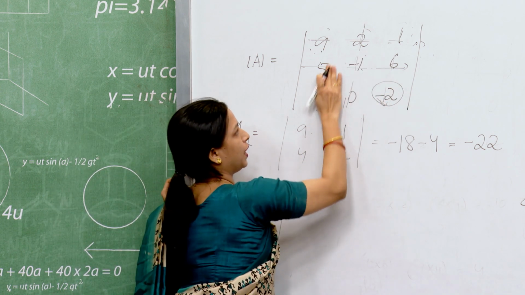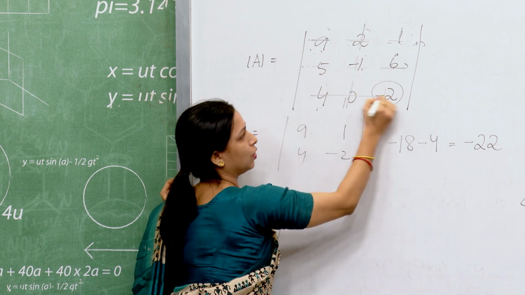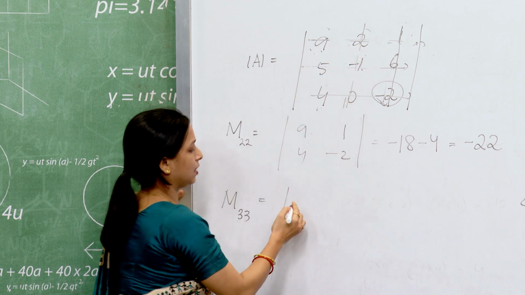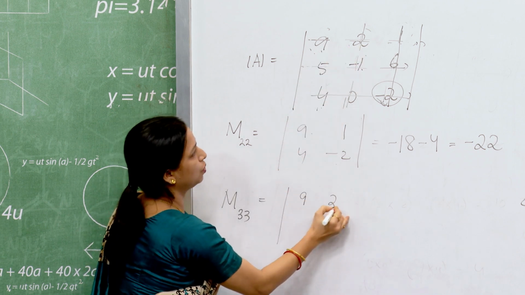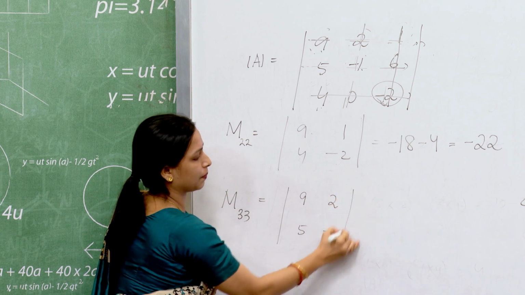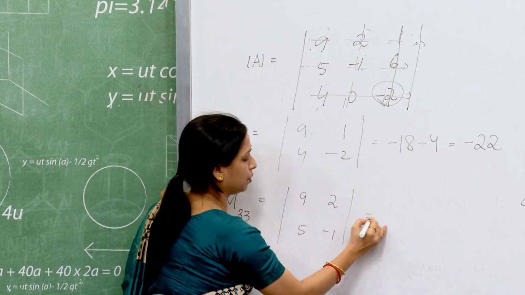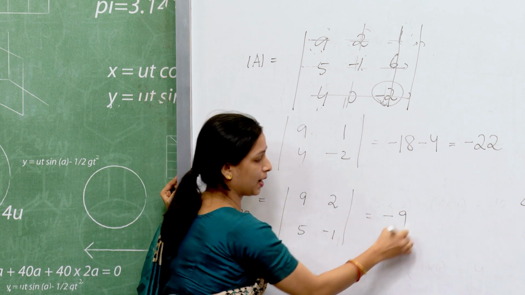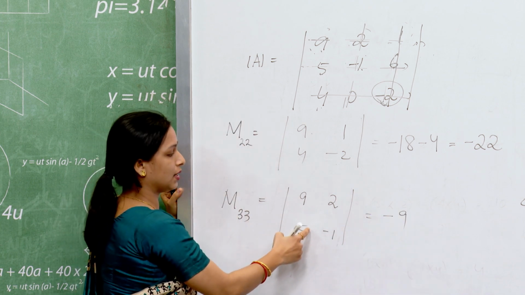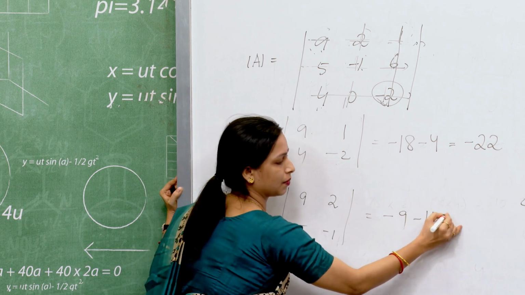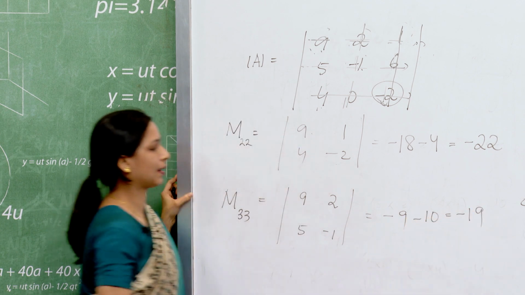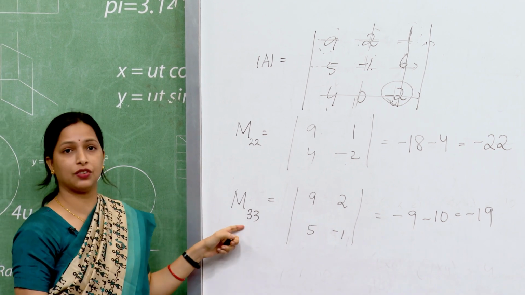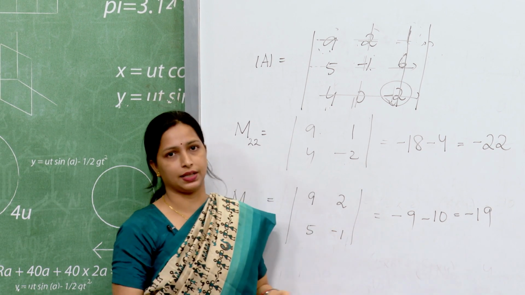So, what do I do? I delete the row and the column in which it exists and the resultant second order determinant is 9, 2, 5 and minus 1, right. What do we do? 9 into minus 1, that is minus 9, and minus 2 into 5, so minus 10. So, the minor of A33 is minus 19, right.